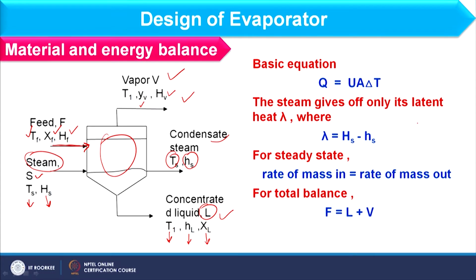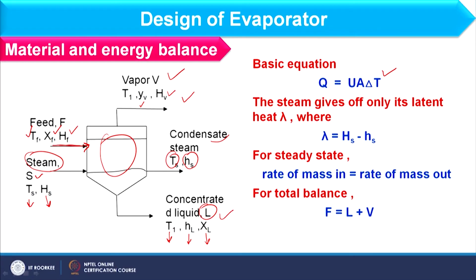Now as far as heat balance is concerned, we have two equations. First is the enthalpy balance, where I am using m Cp dT and m lambda, and second is the rate equation where Q is equal to U A delta T mean. So the basic equation we have is Q equals U A delta T. The steam gives off only its latent heat. So latent heat is nothing but the enthalpy of vapor minus the enthalpy of liquid.